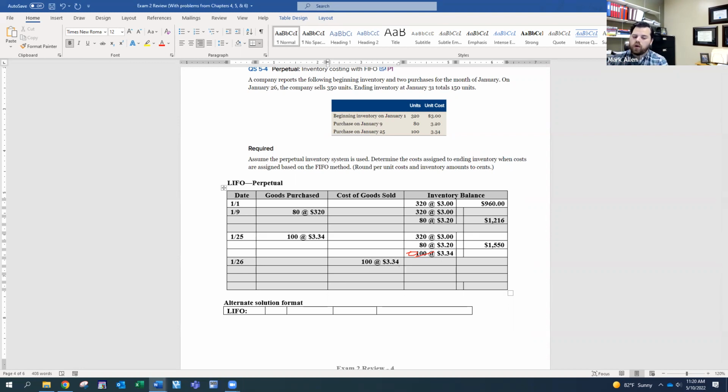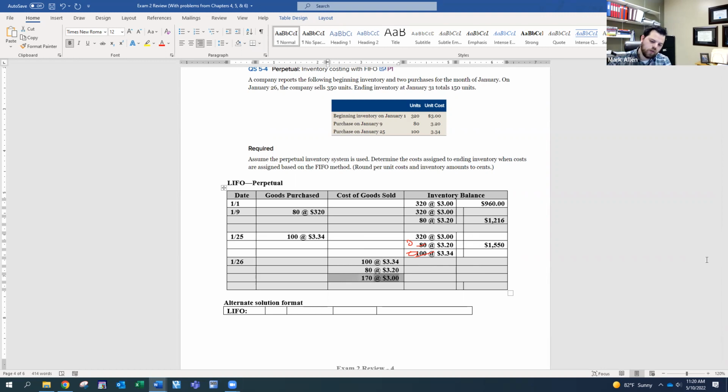So we go up one more row. Well, the next row only has 80 units. That's all we can sell. 80 at 320. So now this row zeroed out. But have we hit 350 units yet? Well, 100 plus 80 is 180. So we still need another 170 units. There's only one layer left, so these better all be coming in at $3. So 170 at 3. This gives us a grand total.